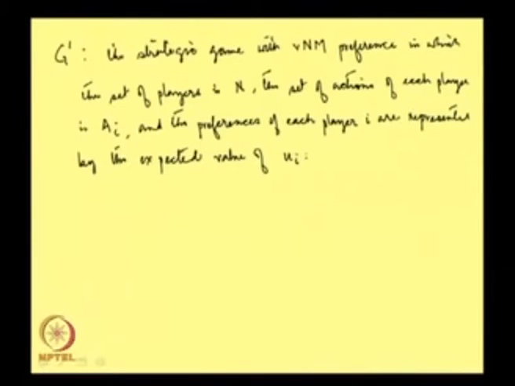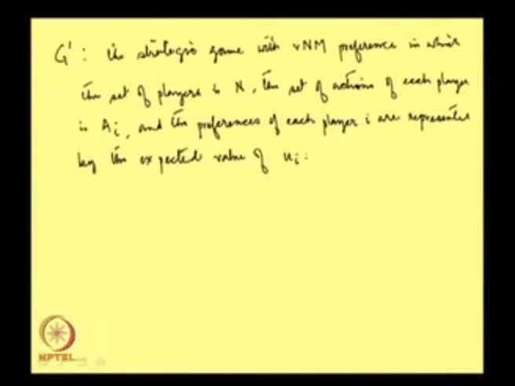So, we have basically defined two games with similar characteristics, but there are some subtle differences. In both the games, the set of players is the same, which is capital N. The action set of each player is also the same. In the previous case, it was capital I. Here also it is capital I for player I. The preferences are different. In the first case, it was ordinal preference, which means the players were not randomizing.